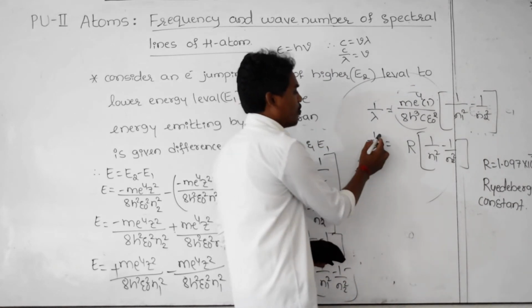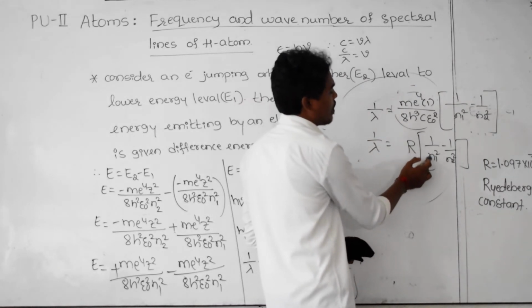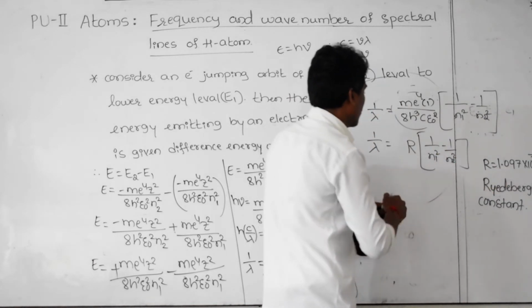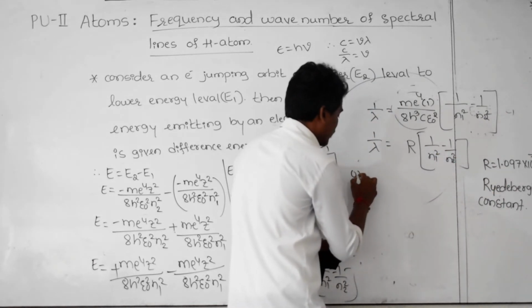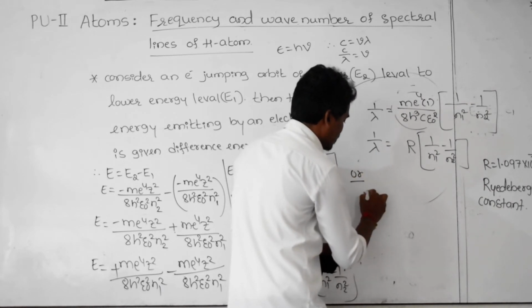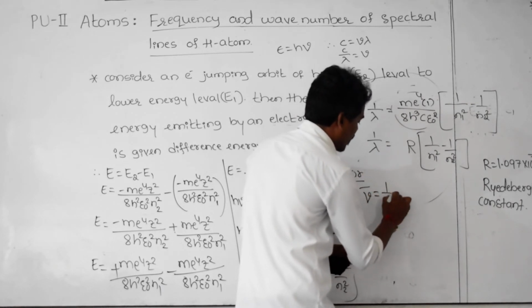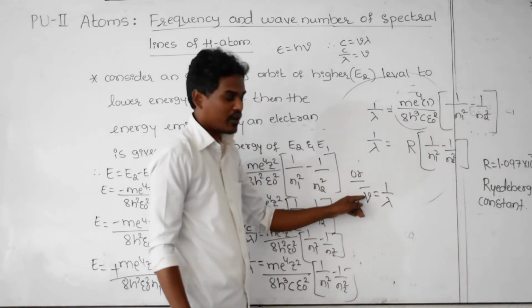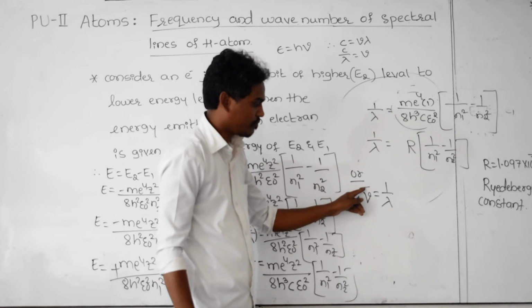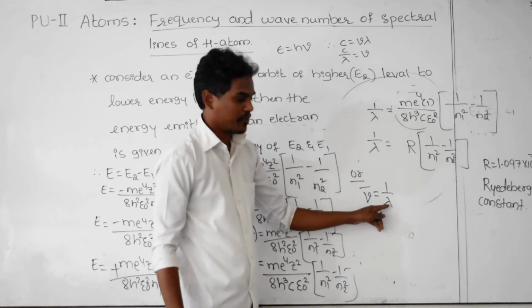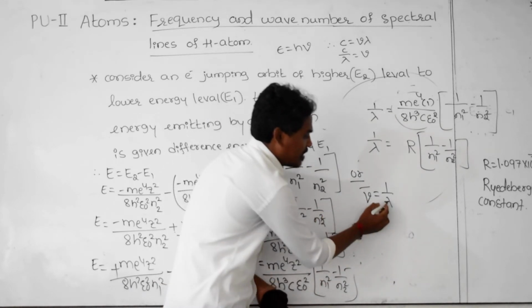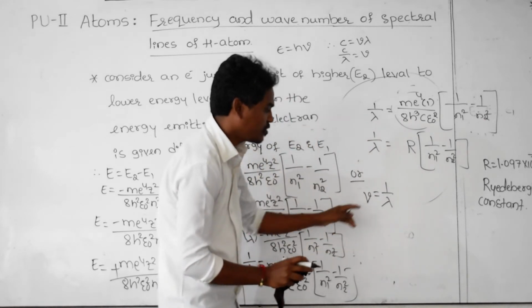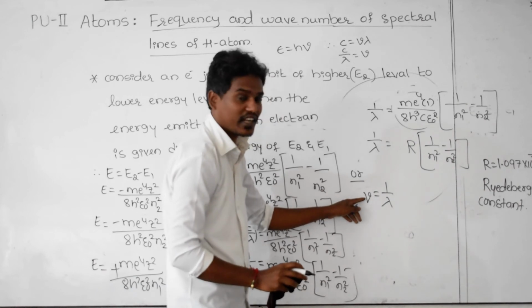And here 1 by lambda is equal to R into 1 by n1 square minus 1 by n2 square. So the final equation is nu bar is equal to 1 by lambda is equal to this. This is called the wave number. What is nu bar? This is wave number. Here the term is not t. If it is t instead of lambda, then this becomes frequency. But now I am not considering the frequency.